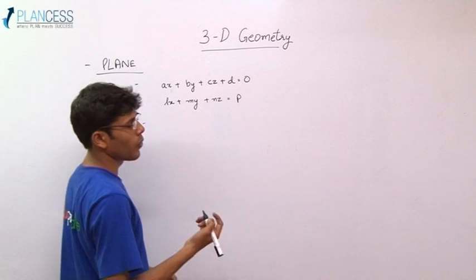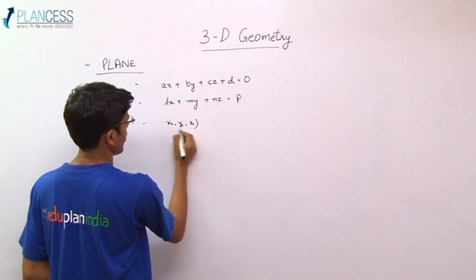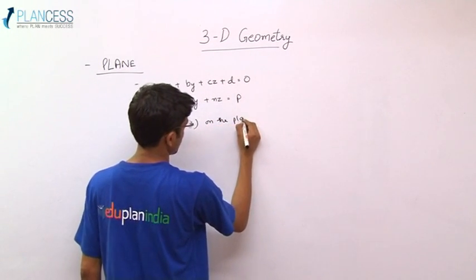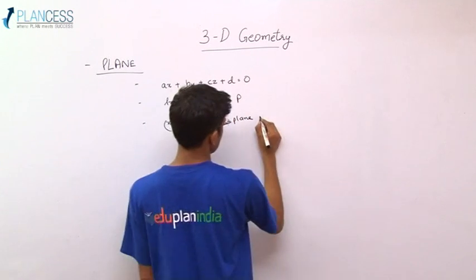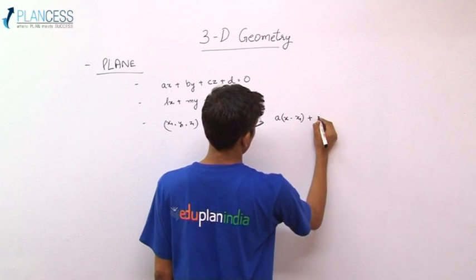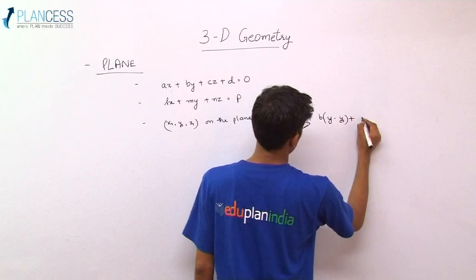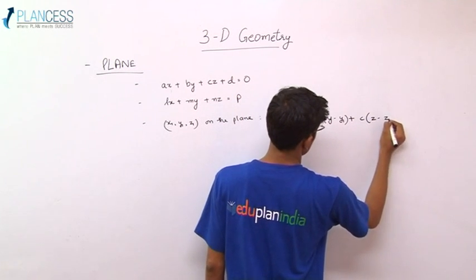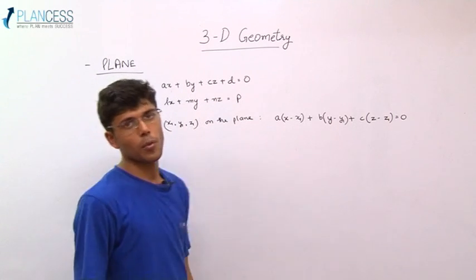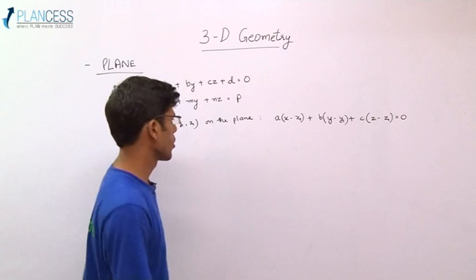Say we have a point x1, y1, z1 lying on the plane. So the equation for the plane is A times x minus x1 plus B times y minus y1 plus C times z minus z1 is equal to 0. So this is the equation of the plane when we have a point on the plane given to us. A, B and C are the direction ratios of the normal to the plane.